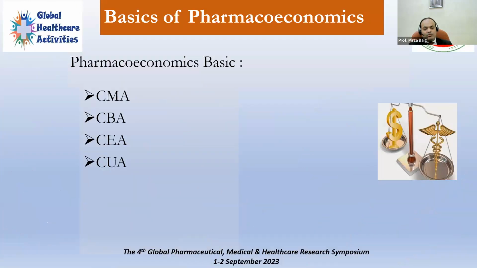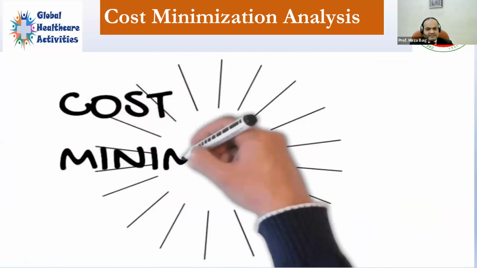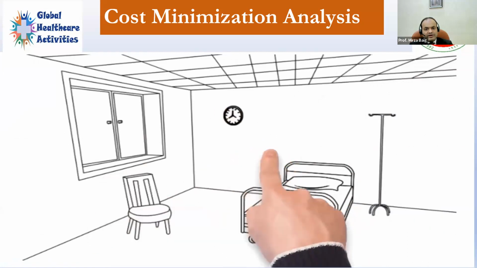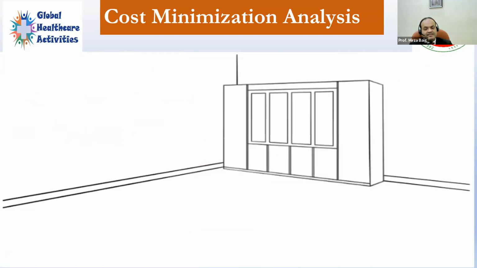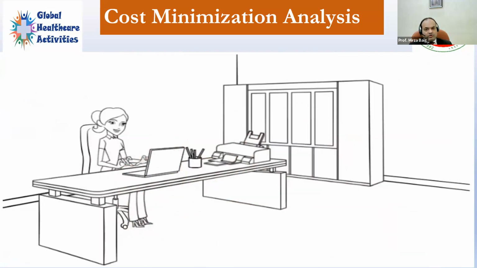So these are the basic pharmacoeconomic analyses. Let me discuss them one by one with some evidence-based examples, showing the benefits of using pharmacoeconomic analysis. Let me start with cost minimization analysis. In cost minimization analysis, we are just comparing the cost without calculating the outcome, because to conduct this analysis we need evidence that the two different drugs have the same outcome. Then we can do the comparison of the cost.